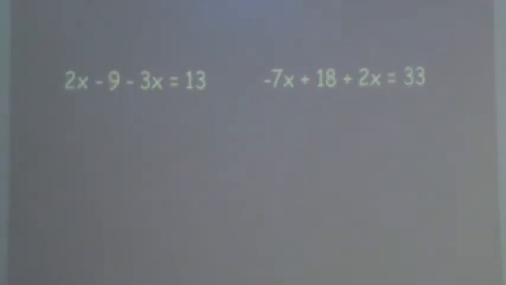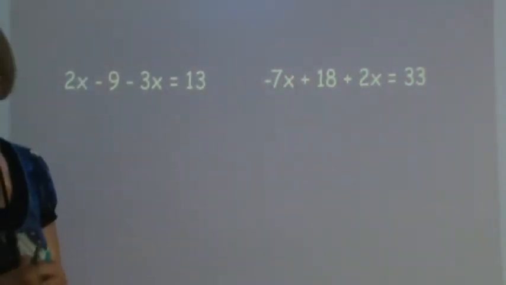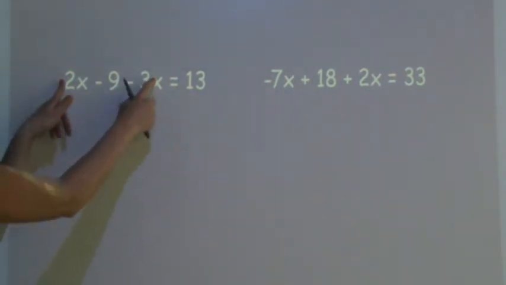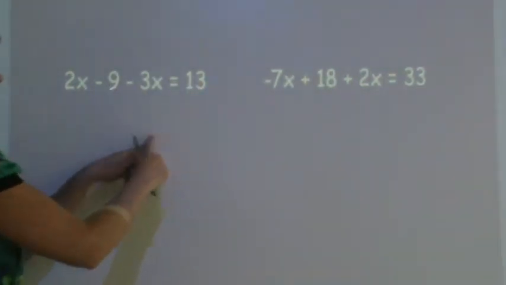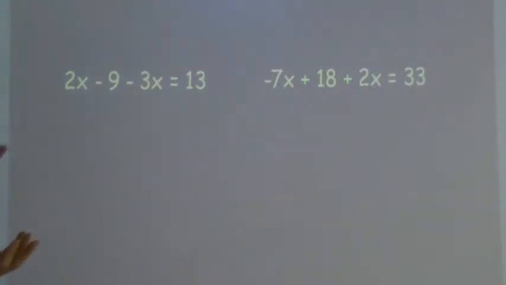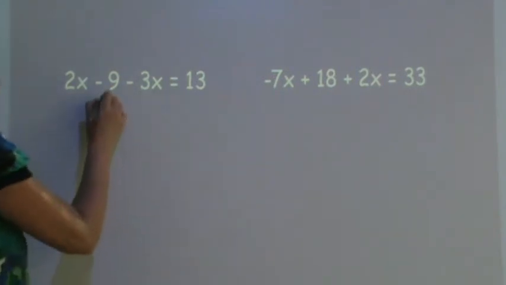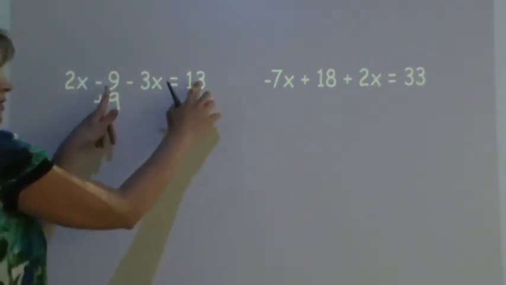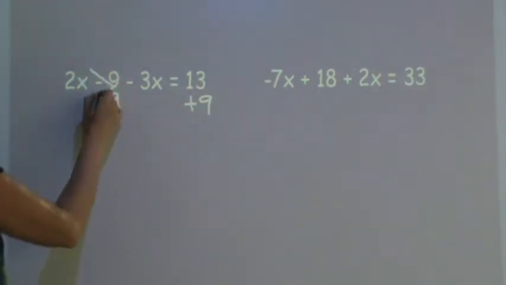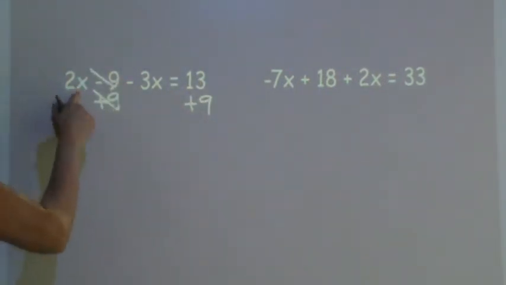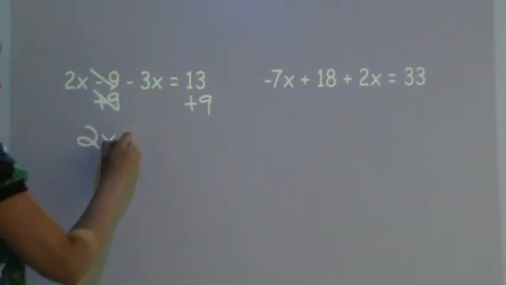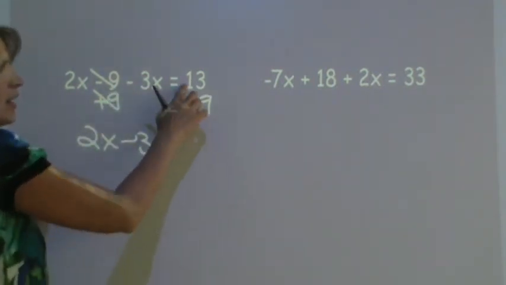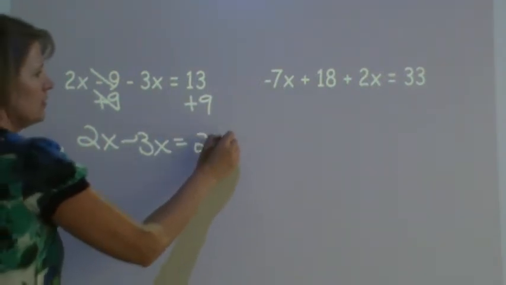All right. This one has where we have to combine like terms. Actually, you could start this problem in 2 places. If you want to combine the x's together first, or if you want to combine the numbers together first. Does not matter at this point. I'm going to combine the numbers. So if I add 9, then I add 9 over here. Those are like terms, right? Negative 9 plus 9 is 0, it's gone. So I bring down the 2x minus the 3x. 13 plus 9 is 22.